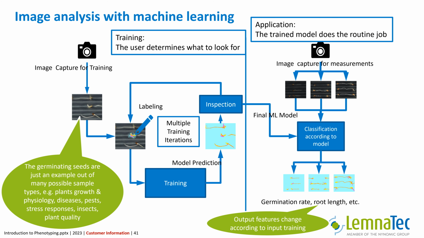For complex analysis, we can use machine learning. This process consists of two parts. The first part is the training, where the user determines what to look for. To do this, images are labeled and a prediction model is set up. Once the model is established and working, it can be applied. The trained model does a routine job. For instance, it classifies many images of a certain type and puts out results according to the previously defined criteria.